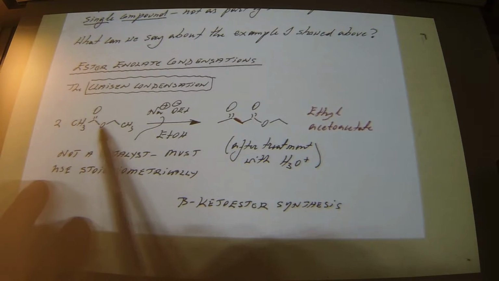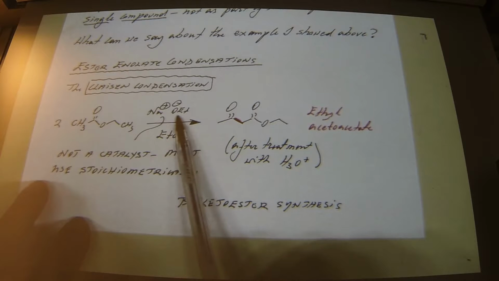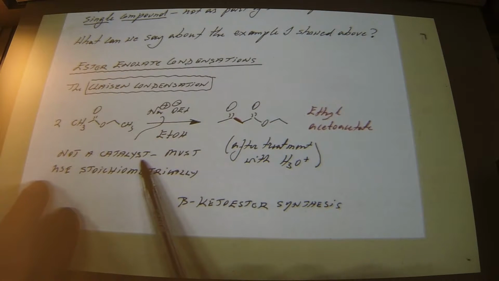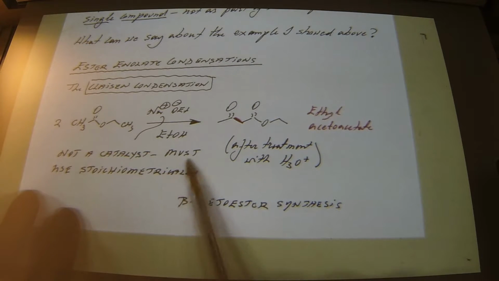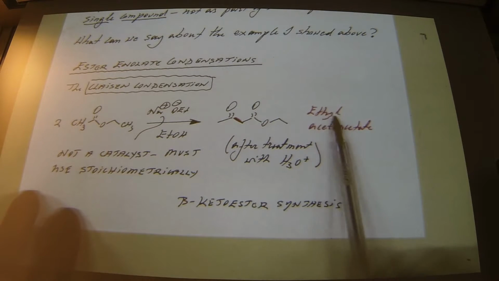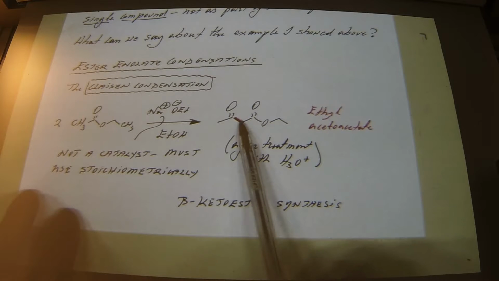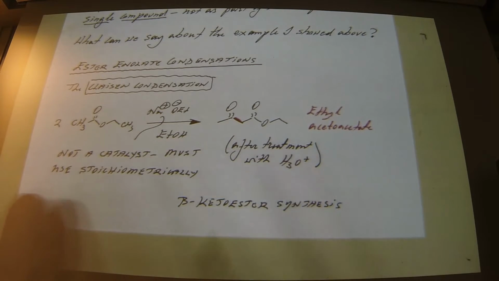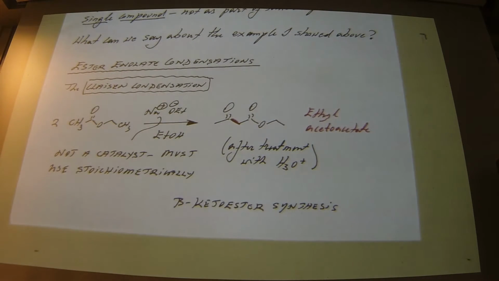So if you take ethyl acetate and you treat it with sodium ethoxide, now this is not a catalyst, right? You have to use this stoichiometric, superstoichiometric. And then you end up with a beta ketoester. You end up with ethyl acetoacetate. Alpha carbon, beta carbon. Beta carbon is a ketone. This is an ester. It's a beta ketoester. Okay, so you end up with ethyl acetoacetate. That's a very good beta ketoester synthesis.